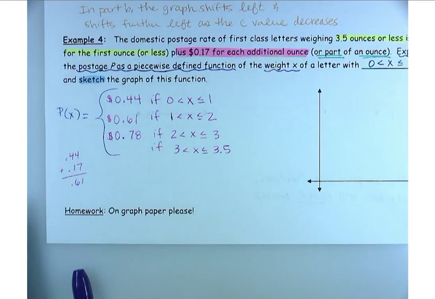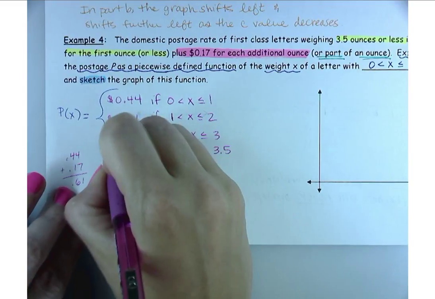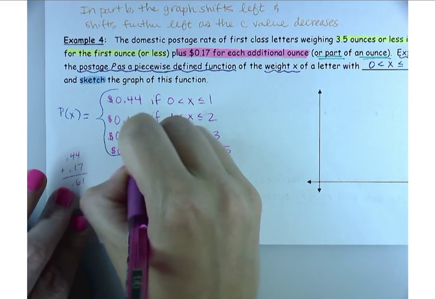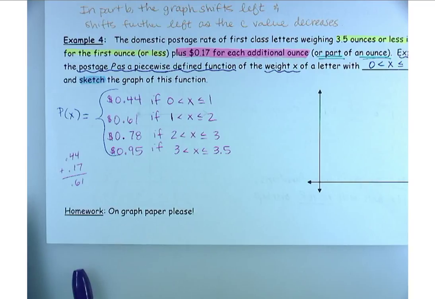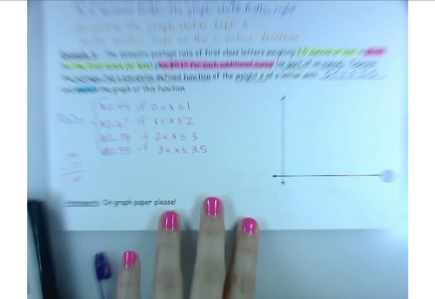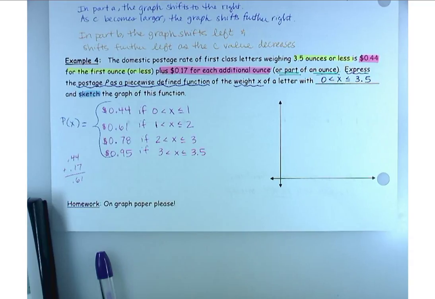Okay, and then let's go ahead and find out the last one. To find out the last one, I just have to do what? Add 17 cents, right, to 78. So what is that going to be? Yep, 95 cents. Okay, so now I'm going to graph it. This is actually a special type of function. It is called a step function, and it is a special type of piecewise function.